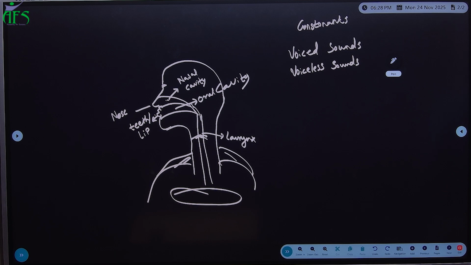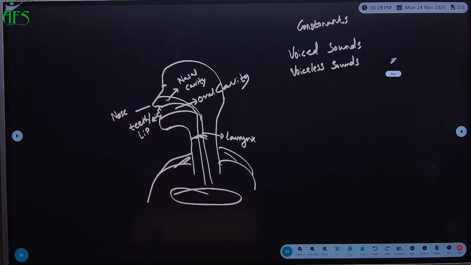The oral cavity refers to the region of the mouth, right? So the airstream reaches the oral cavity from the larynx, that is, from the windpipe. It may also pass through the nasal cavity, as I said. At the same time, the air escapes outside when the mouth is open to produce speech.